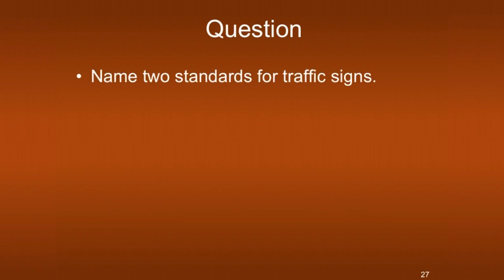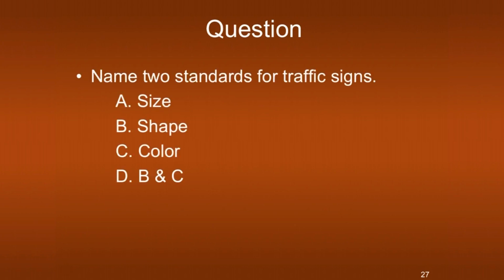So, name the two standards for traffic signs: A, size; B, shape; C, color; D, B, and C. And the correct answer to that is D, B, and C. The standards are the shape and color. Sizes might vary a little bit, but the standards are shape and color.